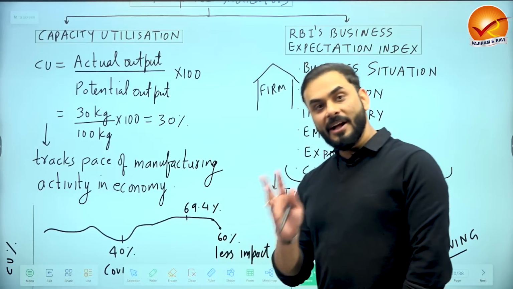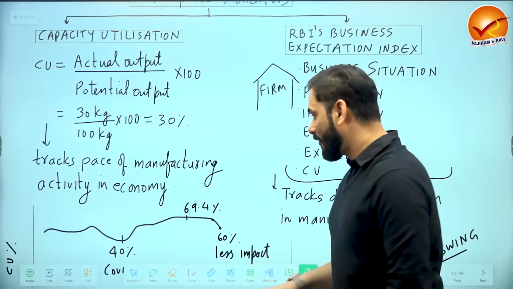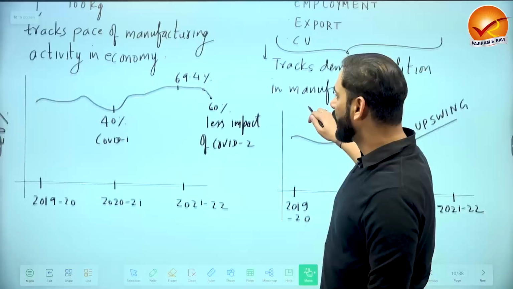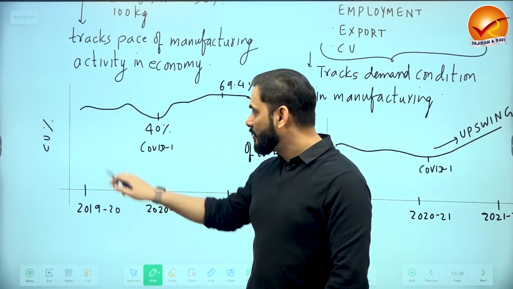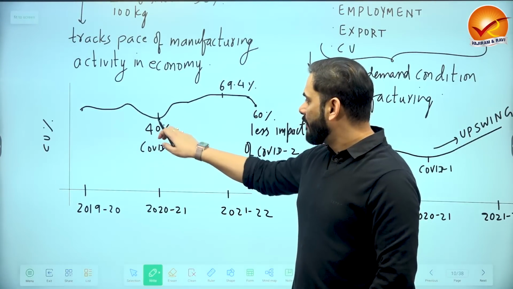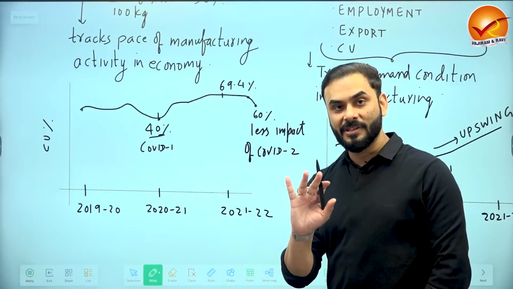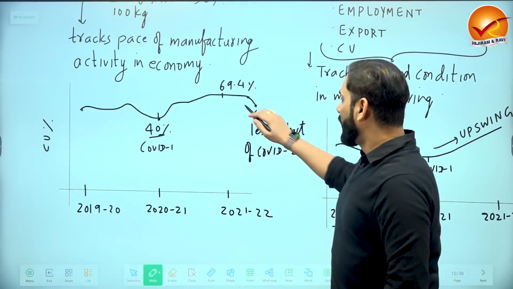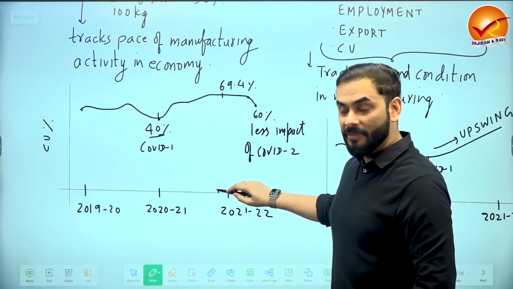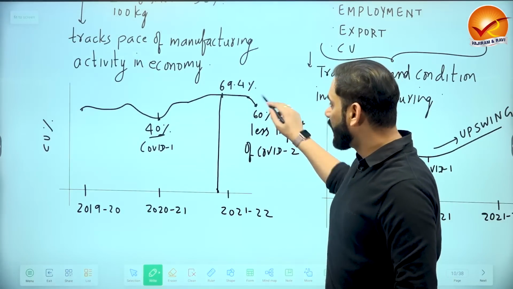So what is the trend of capacity utilization in India, before COVID and after COVID? Let's see. So around 2019-20, this was our capacity utilization. Because of COVID, it came down to 40%. So we were not using 60% of our capacity, it was unused. But then after COVID, our capacity utilization increased to around 70%. Currently it is at 60.